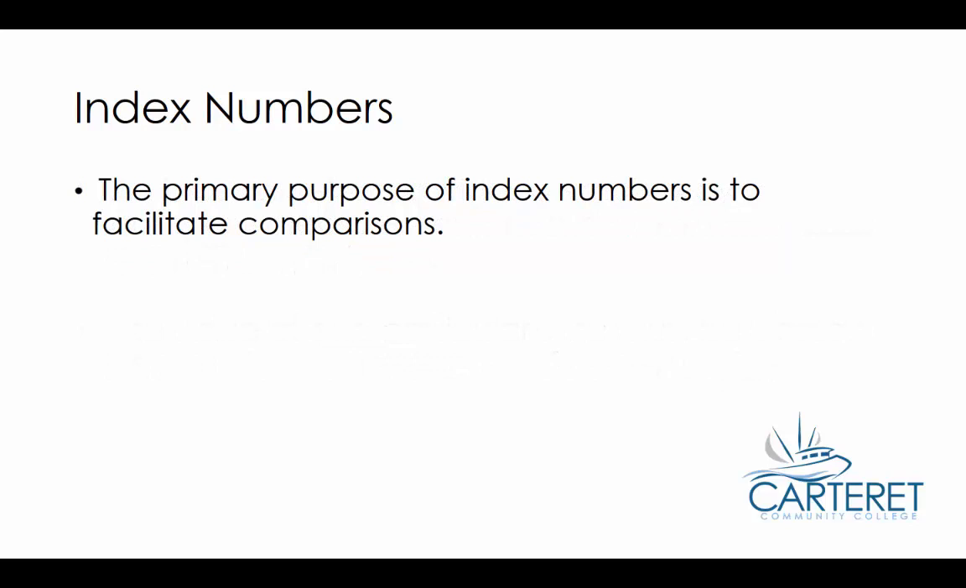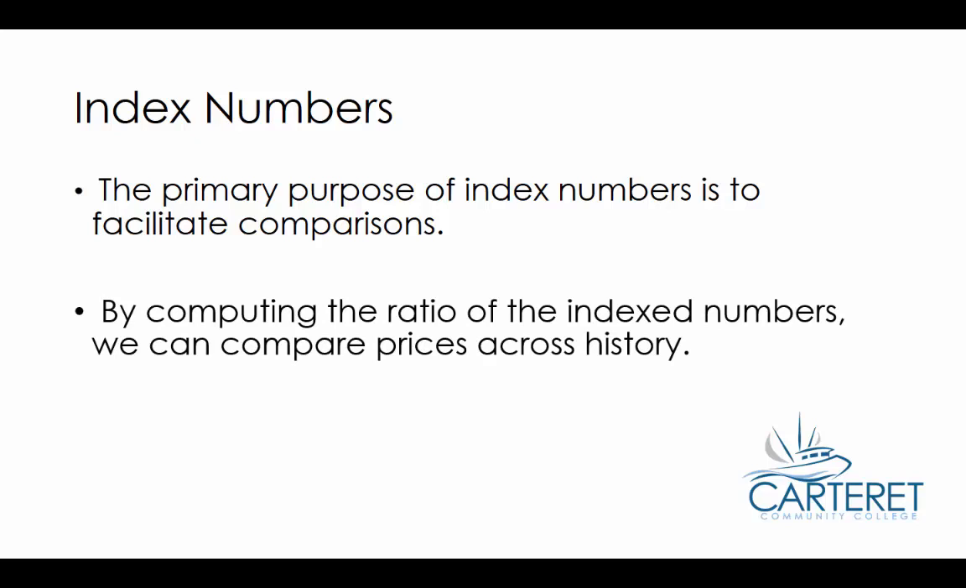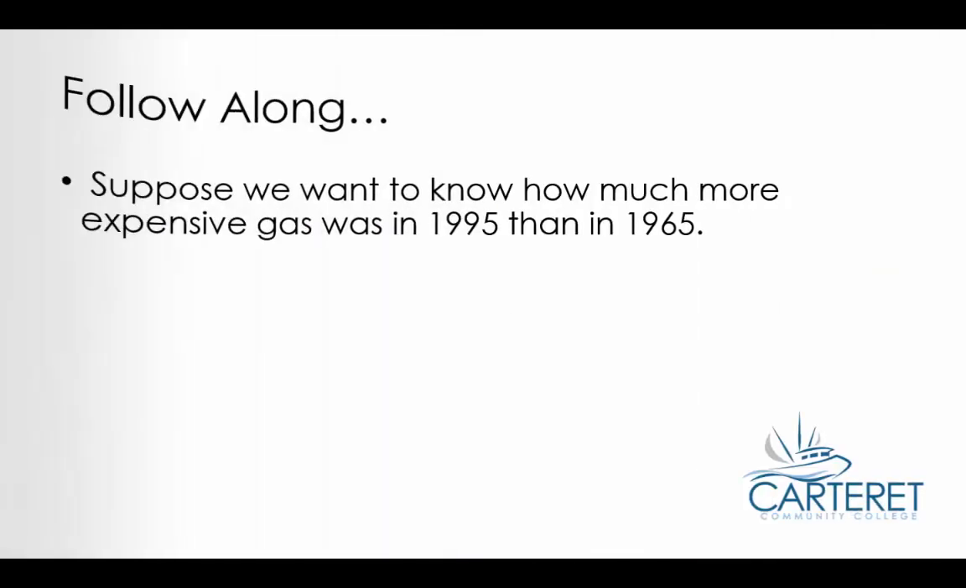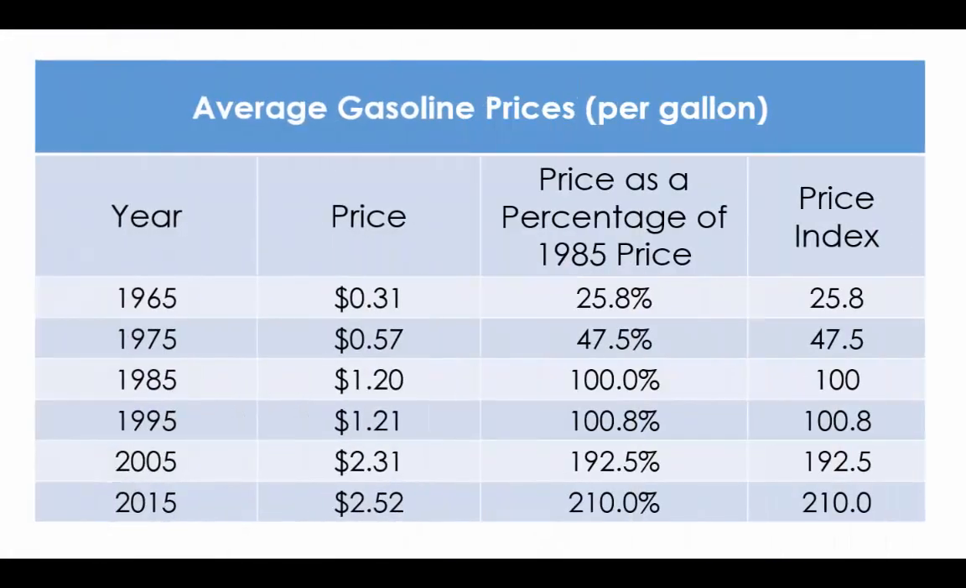The primary purpose of index numbers is to facilitate comparisons. By computing the ratio of the index numbers, we can compare prices across history. Suppose we want to know how much more expensive gas was in 1995 than in 1965. To find out how much higher or lower gas prices were in 1995 compared to 1965, we compute the ratio of these index numbers for the given years.